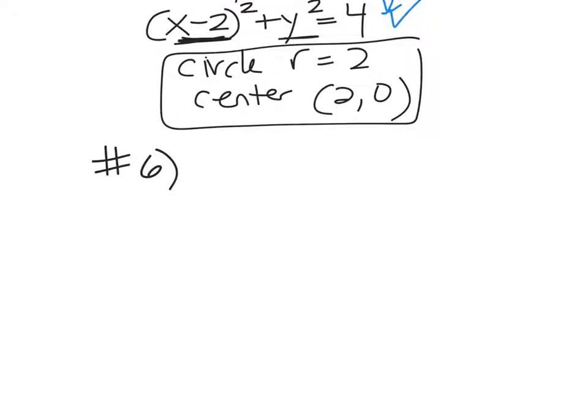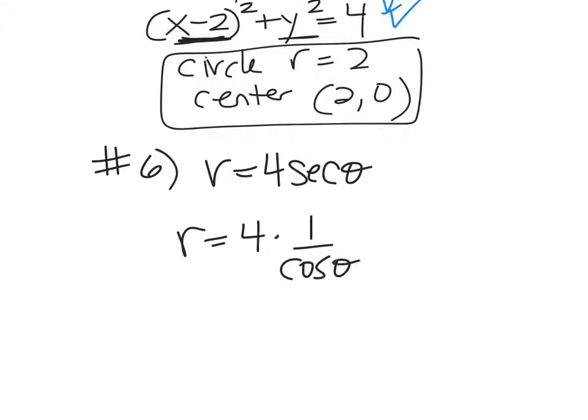Let's do r equals 4 secant of theta. Okay. Ew is right. We don't like secant. Nobody does, right? Well, what is secant? Secant is 1 over cosine. We like that so much better. We don't like all those other ones, right?